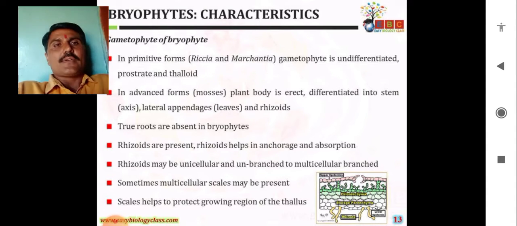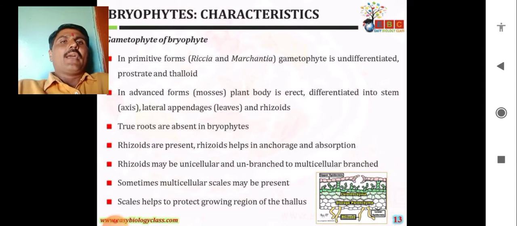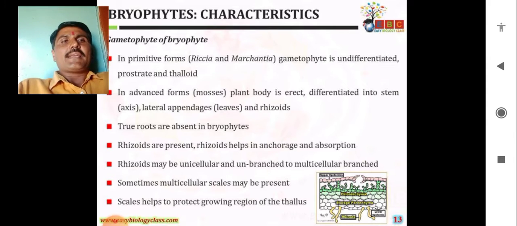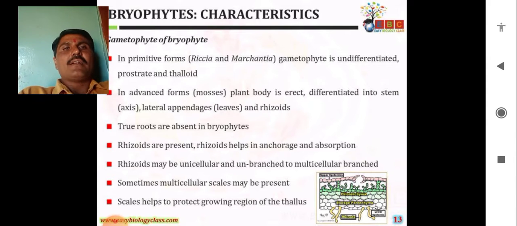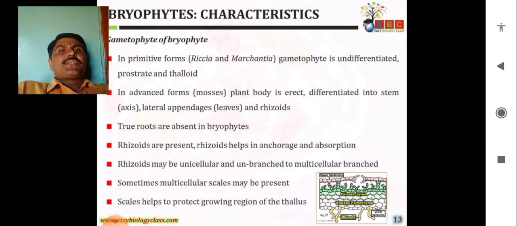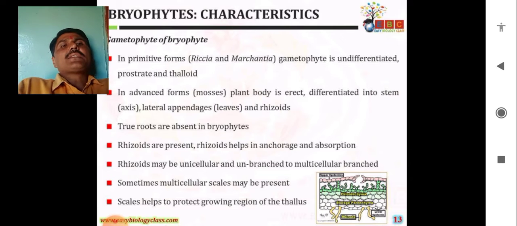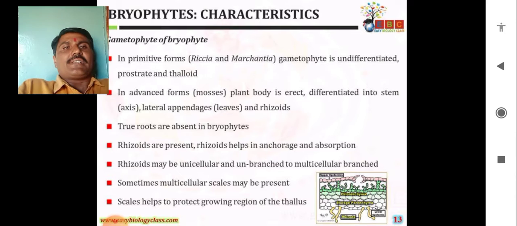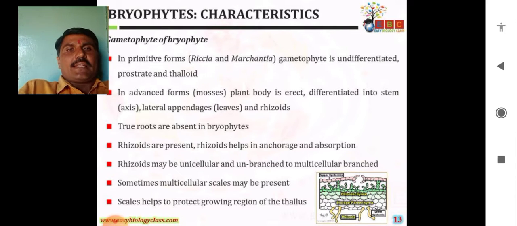So friends, as we are directed to study Marchantia and others, the genera we are going to focus on are Marchantia and Riccia. In primitive forms, that means the lower forms, Marchantia and Riccia, the gametophyte is undifferentiated, thus the thallus is prostrate, just lying along the land. And in advanced forms, the mosses, the plant body is erect, rising above the ground, and can be differentiated into stem, appendages, and rhizoids.